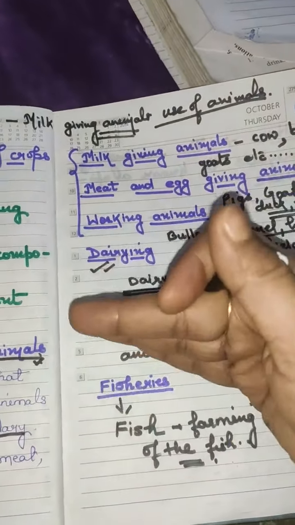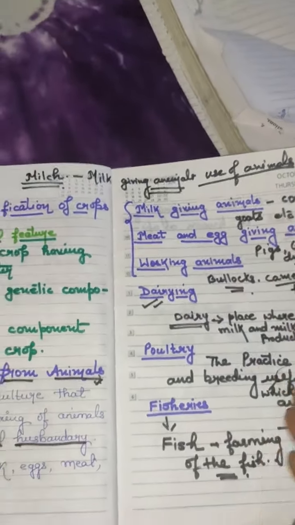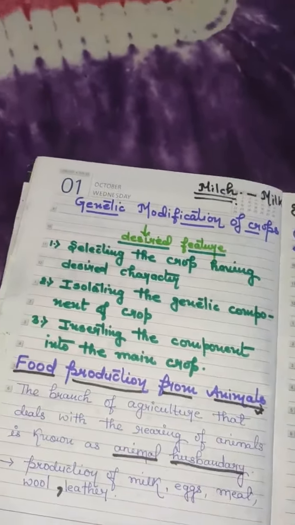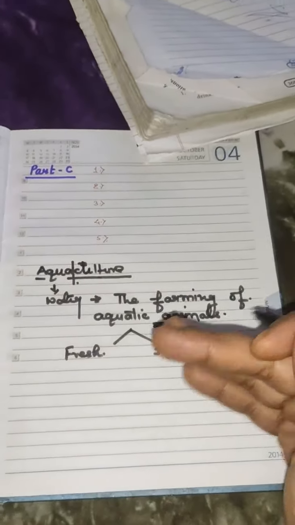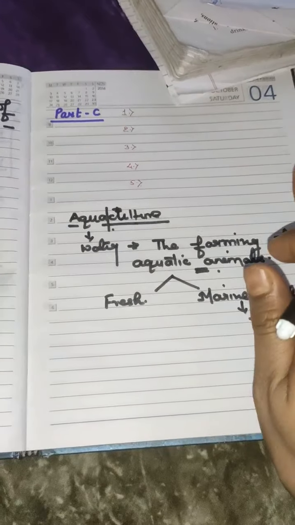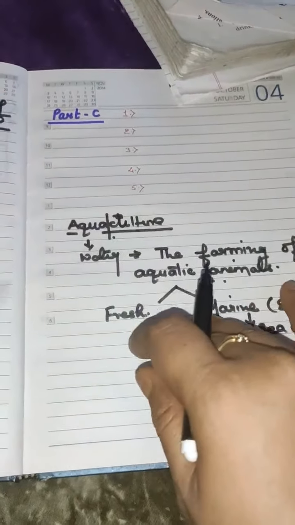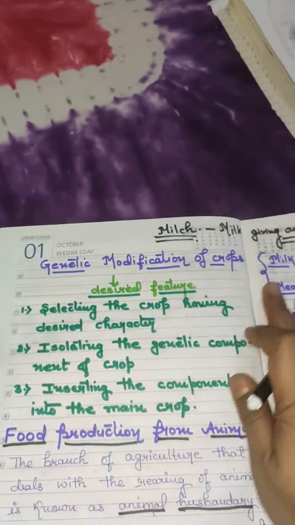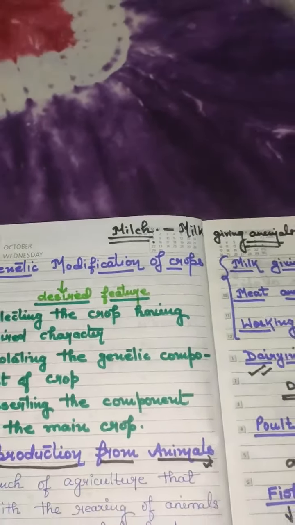The same way poultry is made for the poultry birds, fisheries is meant for the fish, and apiculture for the honeybees. Aquaculture is related to all the organisms which live in the water. Done. So these are the extra parts that I have given you. I'll give you in the PDF form also.